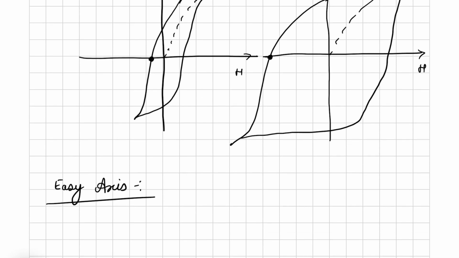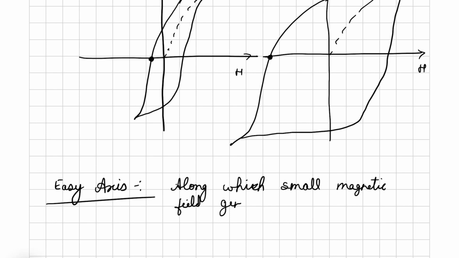Okay, so the easy axis is the direction inside the crystal, the axis along which a small magnetic field gives saturation magnetization.